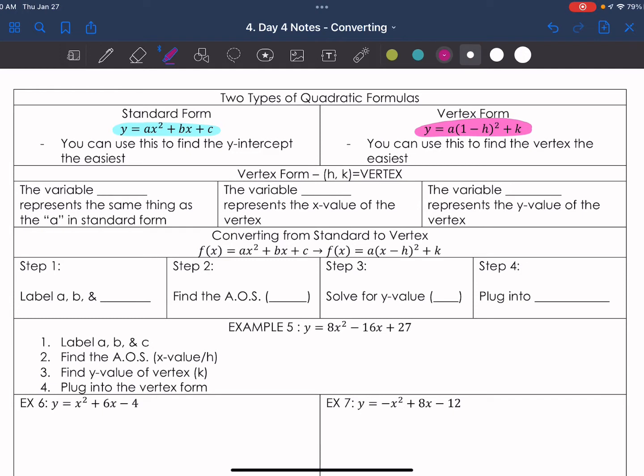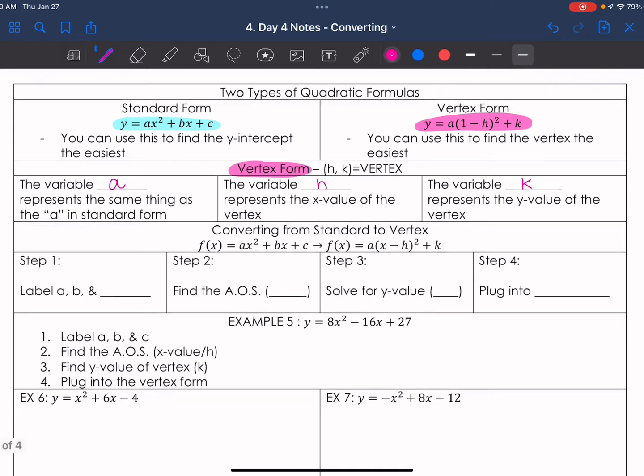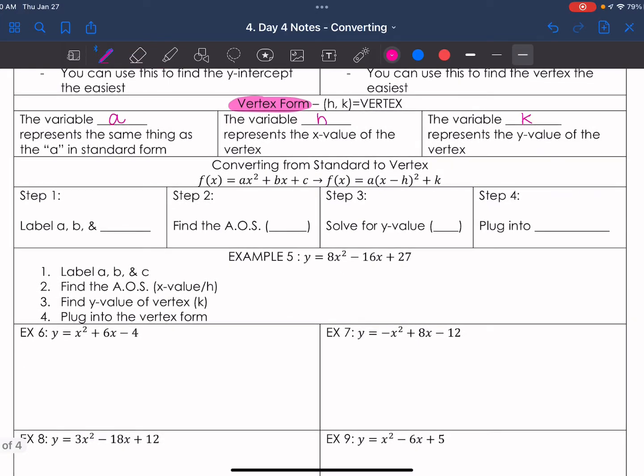So, if we're talking about vertex form, (h, k) is our vertex, and that comes directly from our equation. In that vertex form equation, the variable a represents the same thing as the a in standard form. The variable h represents the x value of the vertex, and the variable k represents the y value of the vertex. Now we're going to go into converting from standard form to vertex form.